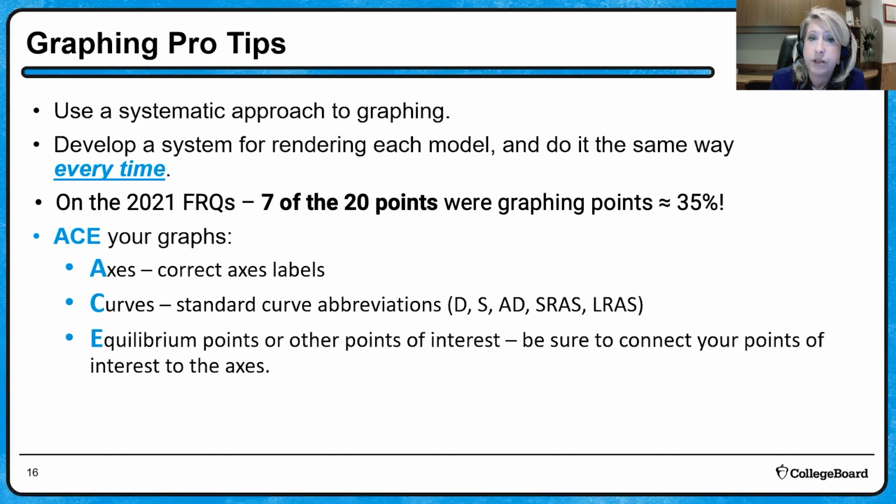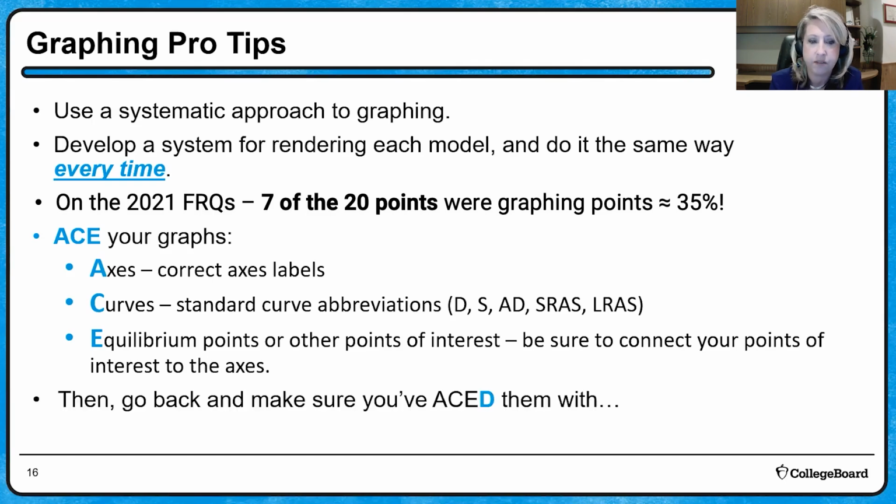Your equilibrium points or points of interest. Take a look at your graph. Have you identified equilibrium in a market, or have you identified the point you're being asked about in one of our other models? So E stands for equilibrium point or other points of interest.